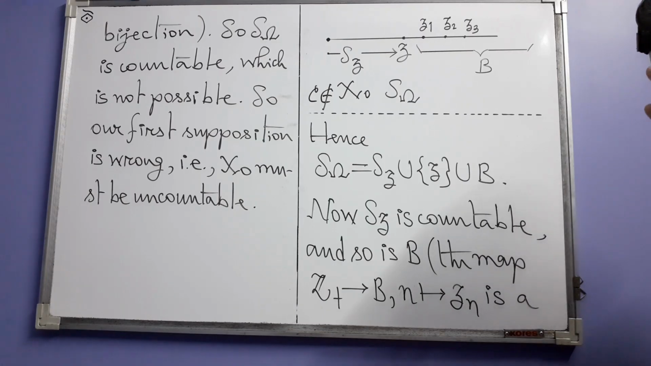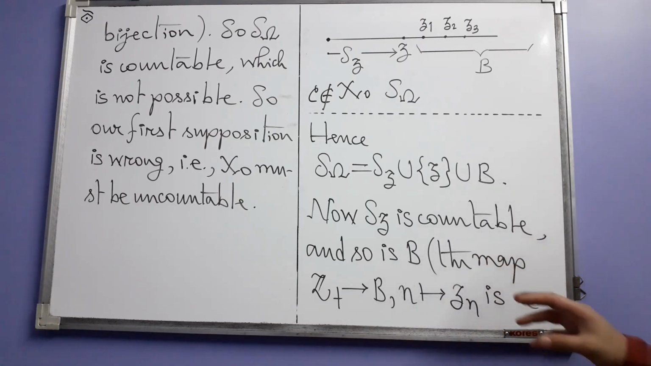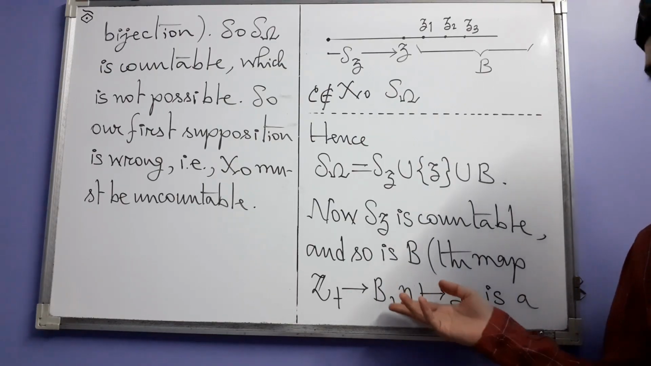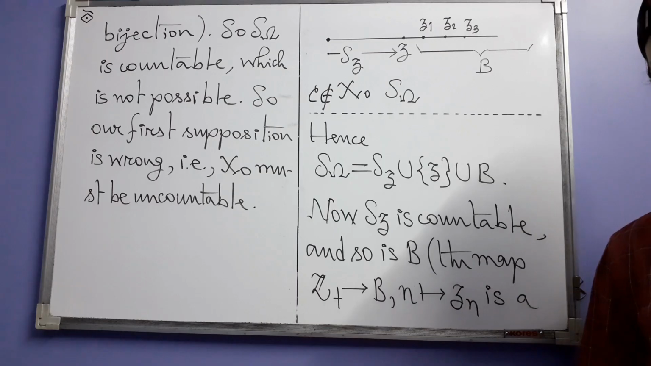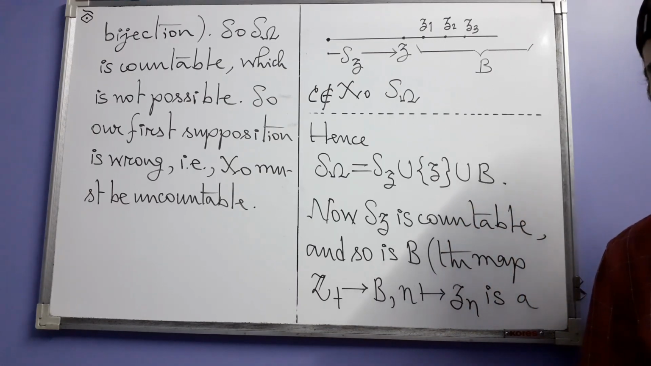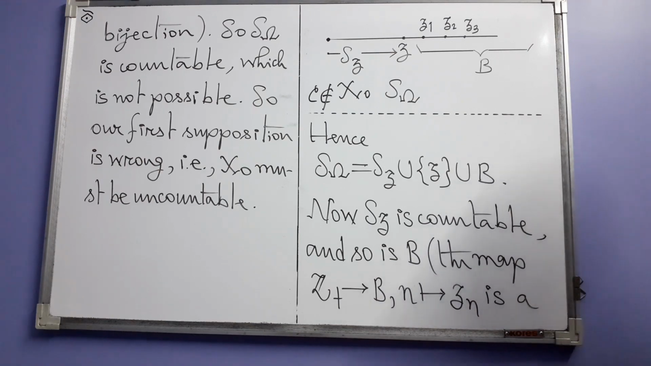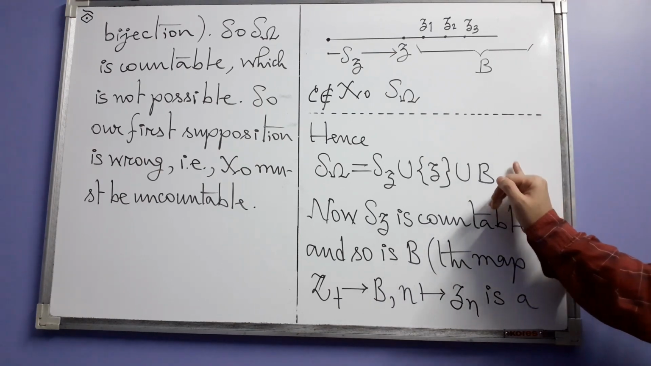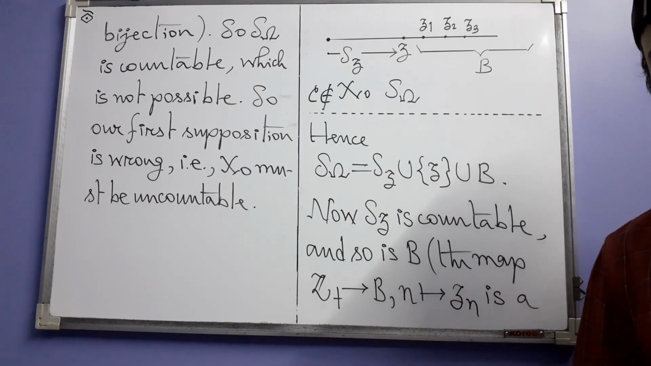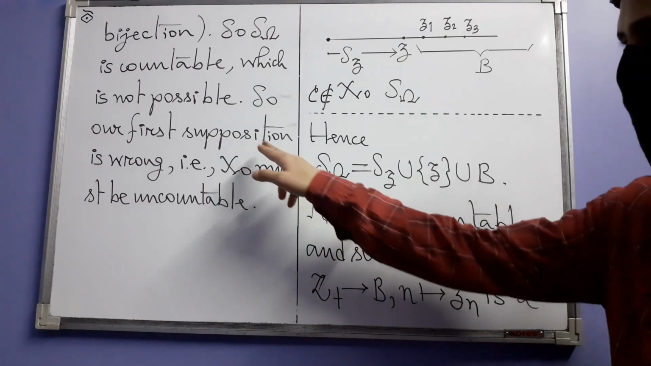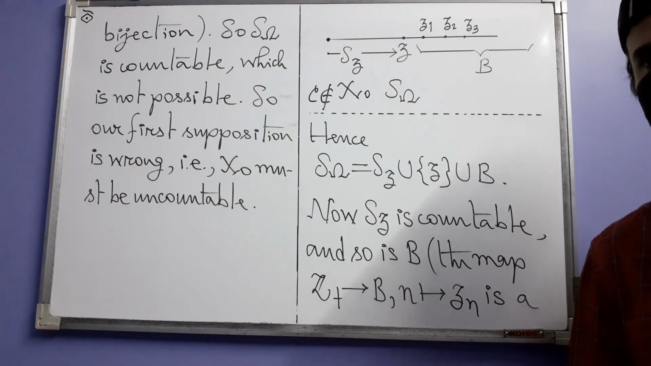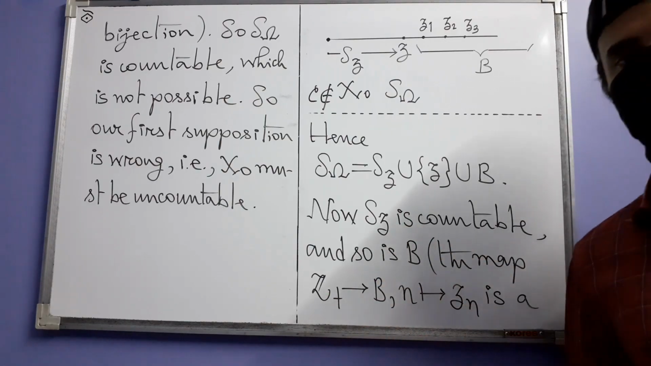Ideally, you should go through the little things that will tell you that this is the bijection, but it is so easy that I haven't shown it. You should, however, at least see it for yourself and be convinced that yes, it's really a bijection. So that makes S omega countable again, just like parts A and B, which is not true, and that is why our first supposition is wrong. Why first supposition? That is because we have run out of options.